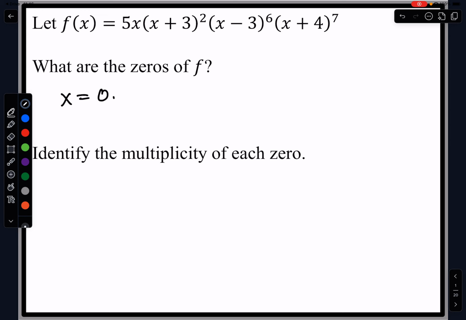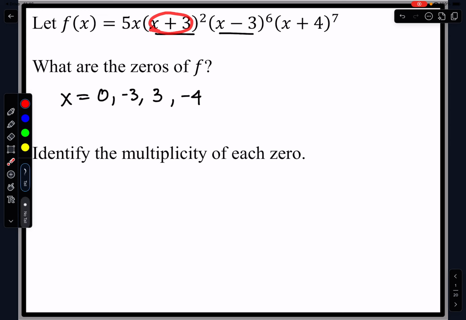They're going to be 0. The factor to make this equal to 0, or I'm sorry, the value of x to make this equal to 0 would have to be negative 3. Positive 3 for this one right here, and negative 4. So it's just simply the opposite of these values.